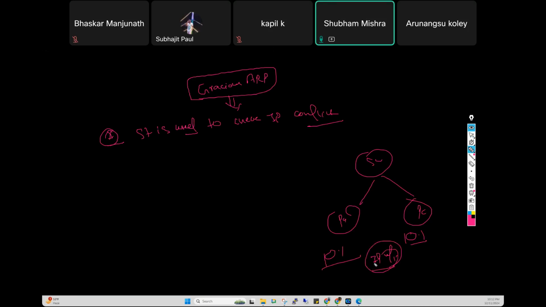Why? Because when you configure the IP address, at the same time the device shares the gratuitous ARP. And the use of gratuitous ARP is to check whether this IP address is assigned to any other device or not.